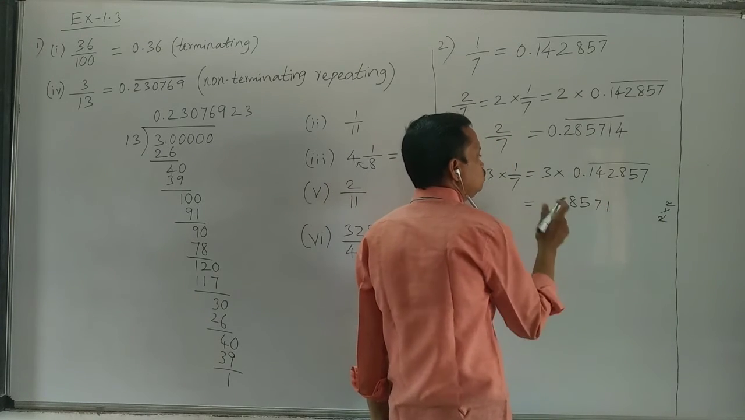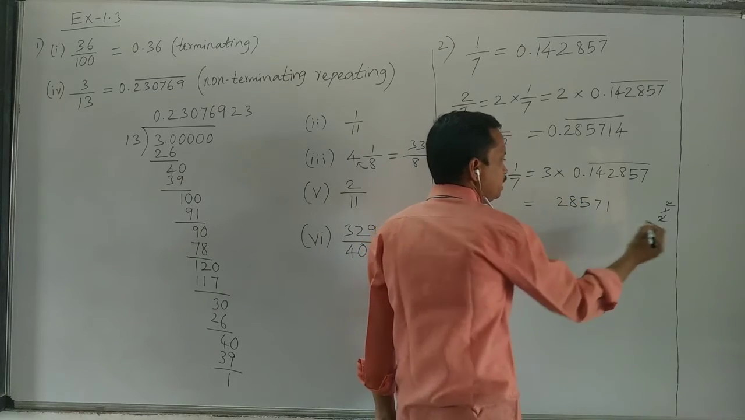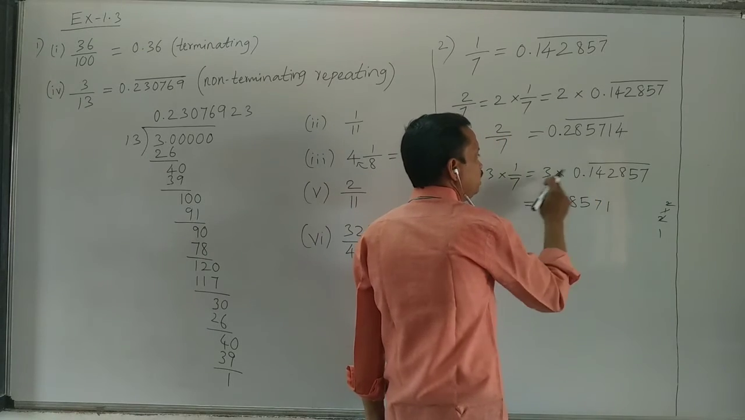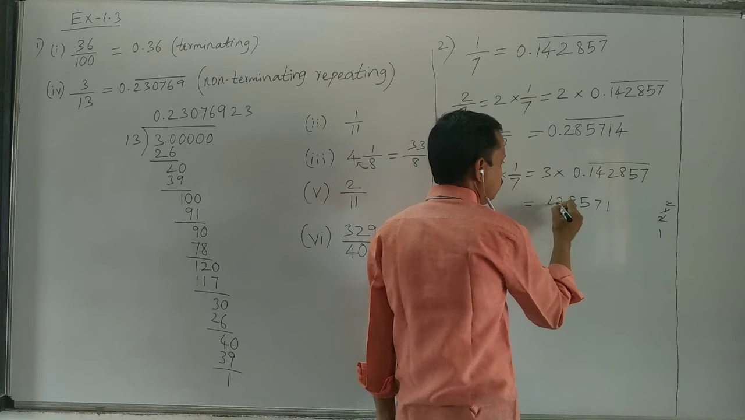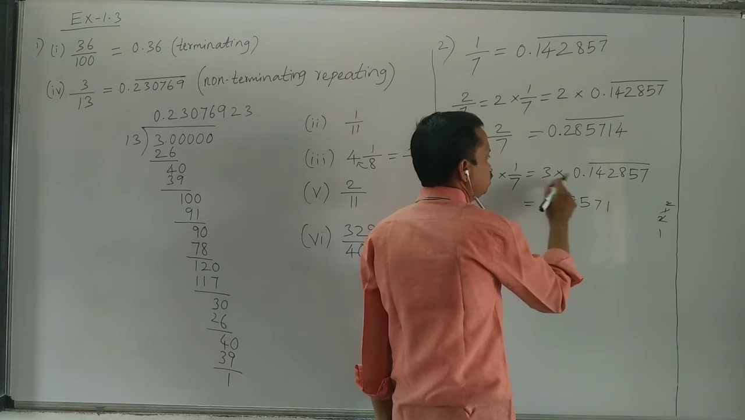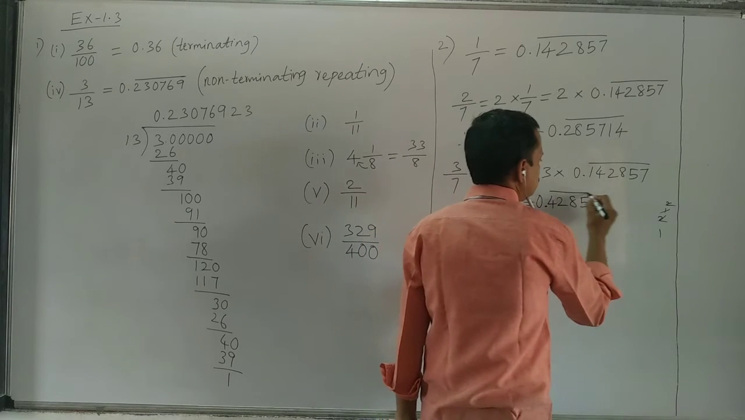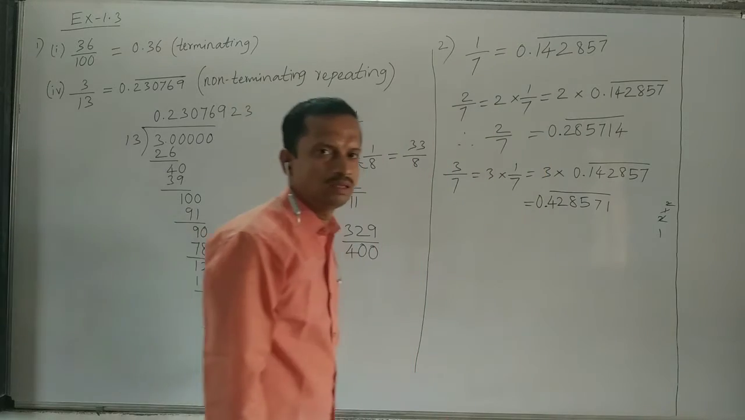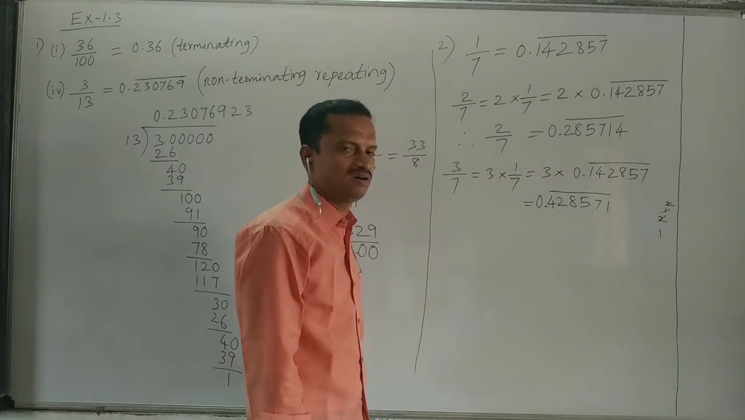And 4 into 3, 12, carry 1. And then 1 into 3, 3 plus 1, 4. And then point, 0 into 3 is 0. And this is the repeating digits: 4, 2, 8, 5, 7, 1.